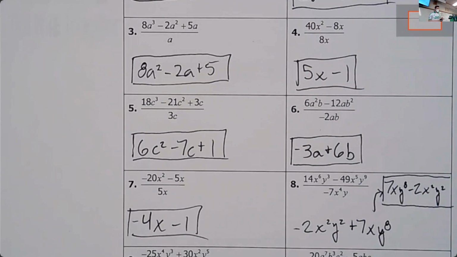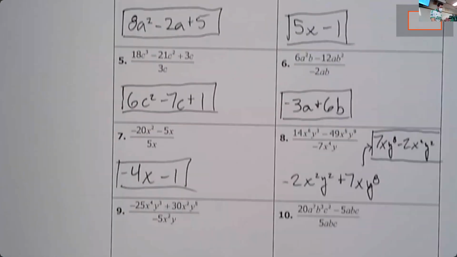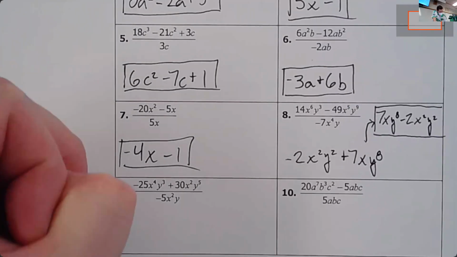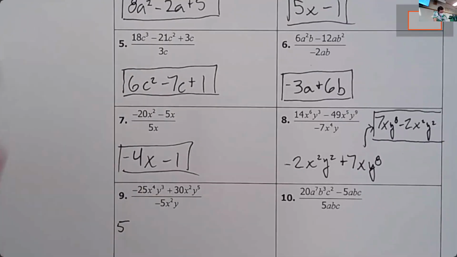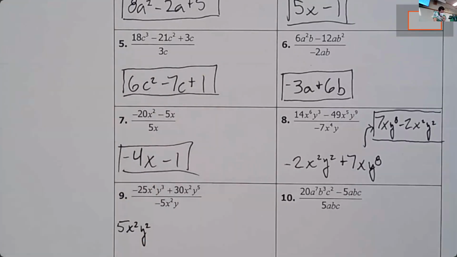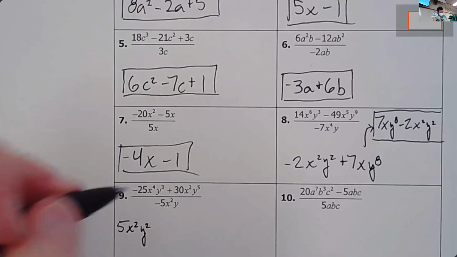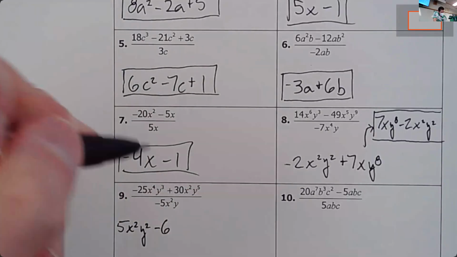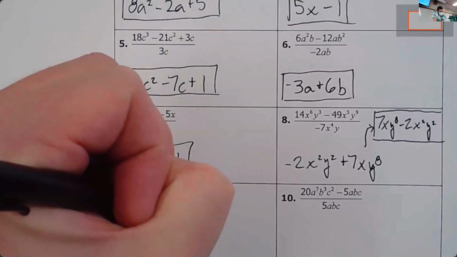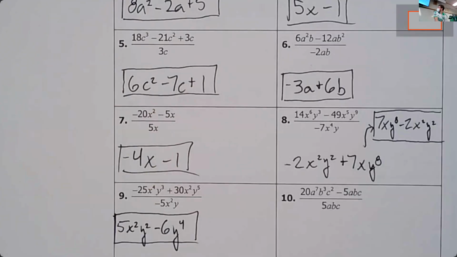All right. 2 more to go here on number 9. Let's go ahead and check these real quick. Negative 25 divided by negative 5 is 5. 4 minus 2 gives us x squared. And then 3 minus 1 gives us y squared. And then 30 divided by negative 5 would be minus 6. And then x squared divided by x squared, the x's cancel out altogether. And then 5 minus 1 on the y's gives us y to the 4th. So 5x squared y squared minus 6y to the 4th power. That's it for number 9.